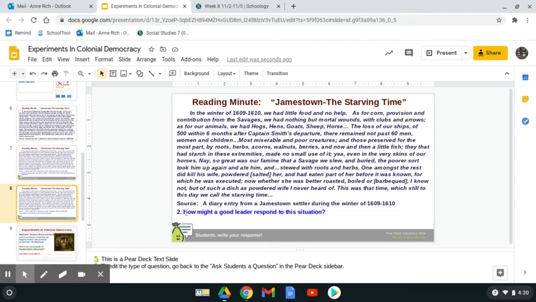The next question that we have for you guys is, how might a good leader respond to this situation? This is a question where we'd like you to bring your personal opinions into this question. What do you think somebody could do to lessen the suffering of the people in Jamestown? Pause when you're done writing. Push play when you're ready to move to the next slide.